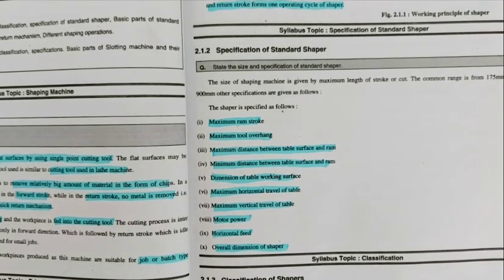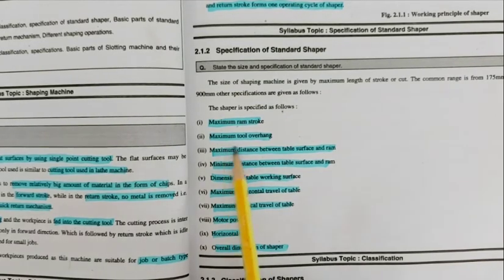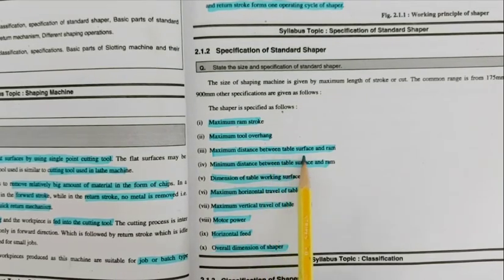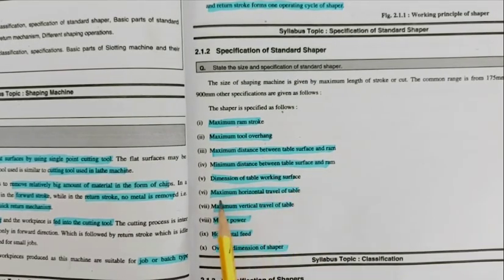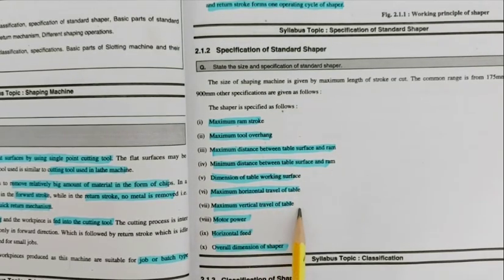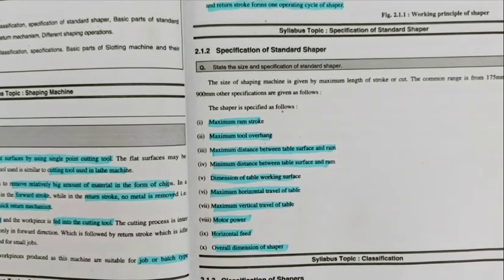Apart from this length of stroke, a shaper can be specified by maximum ram stroke, maximum tool overhang, maximum distance between table and ram, minimum distance between table and ram, dimension of table working surface, maximum horizontal travel of table, maximum vertical travel of table, motor power either 1 HP, 2 HP, 5 HP, horizontal feed, and overall dimension of the shaper.